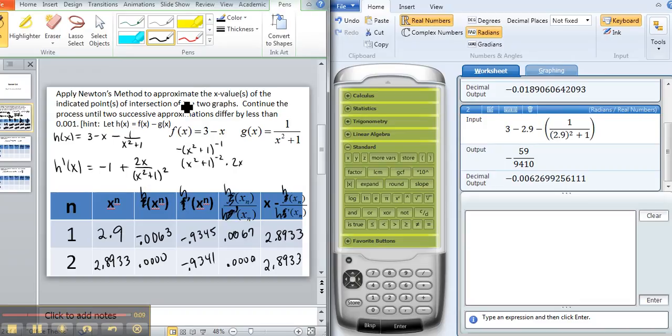Again, if you have problems with your calculator, please let me know. I know that I'm not spending time showing you how to enter things in the calculator.